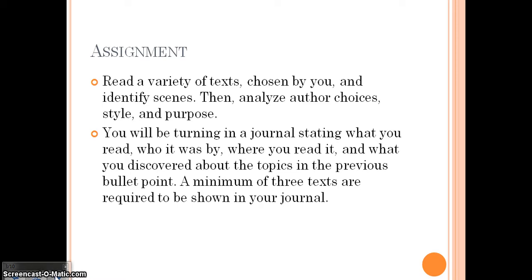And identify the scenes within each text. Then analyze author's choices, style, and purpose. You will be turning in a journal stating what you read, who it was by, where you read it, and what you discovered about the topics in the previous bullet point. A minimum of 3 texts are required to be shown in your journal, and you will find more specifics of that assignment within the bundle.